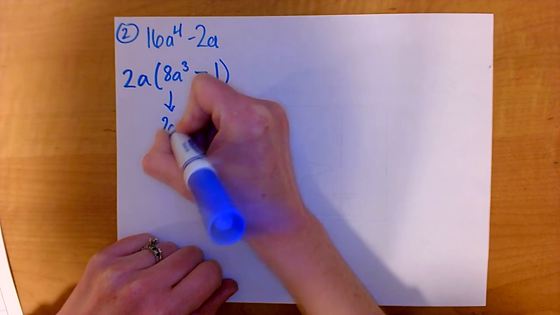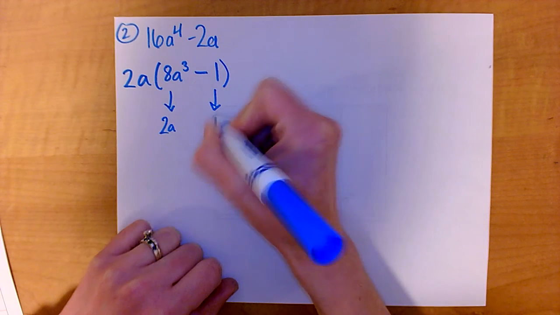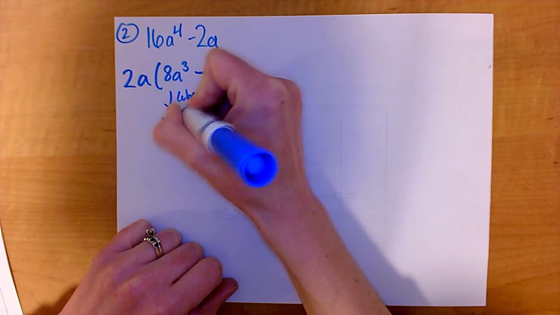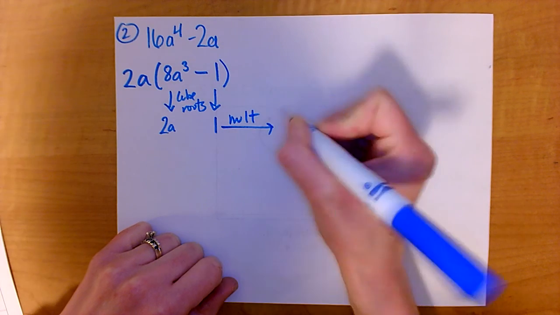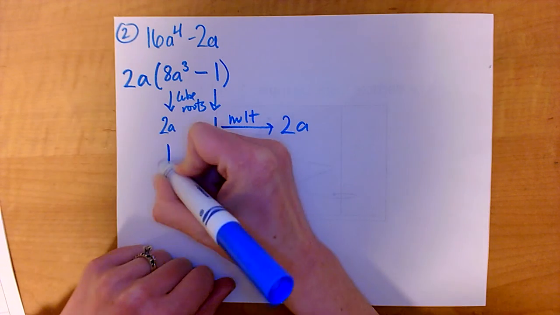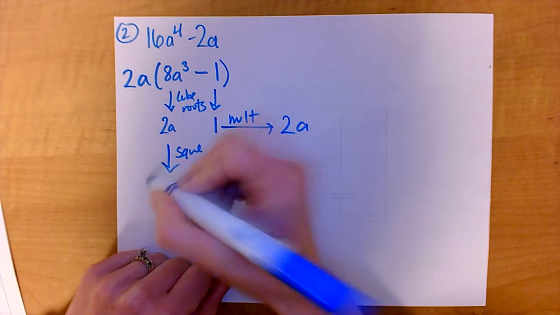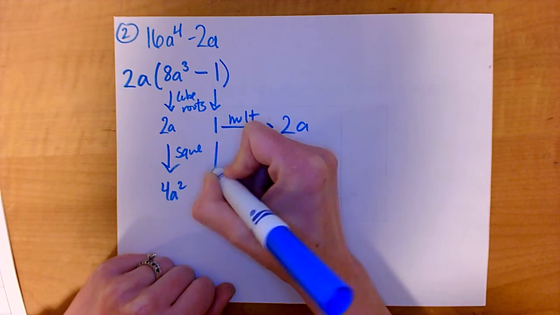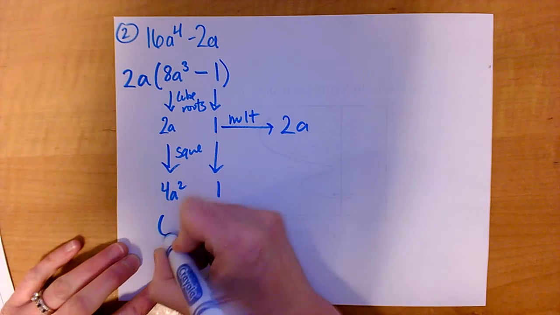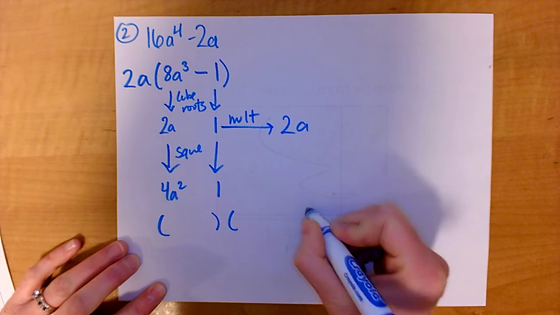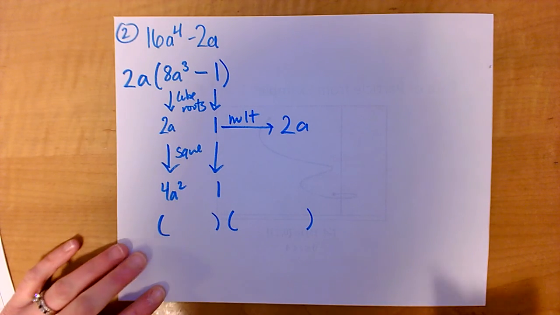So, the cube root of 8a cubed is 2a. The cube root of 1 is 1, right? So, those were our cube roots. And then you take the 2a and the 1, and you multiply them, and you get 2a. And then you square them, and that gives us 4a squared and 1. And now we can set those up in our parentheses. So we have a small set of parentheses and then the larger set of parentheses.